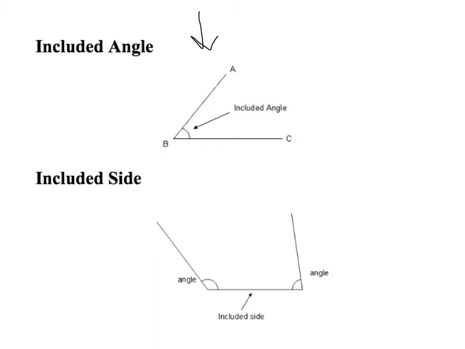So if I'm going to trace this out, if I start at A, I would have line AB, and then I would have an angle B, and then I would have line BC. An included side is a side in between two angles. So this side is in between the two given angles. So included is kind of like in between.